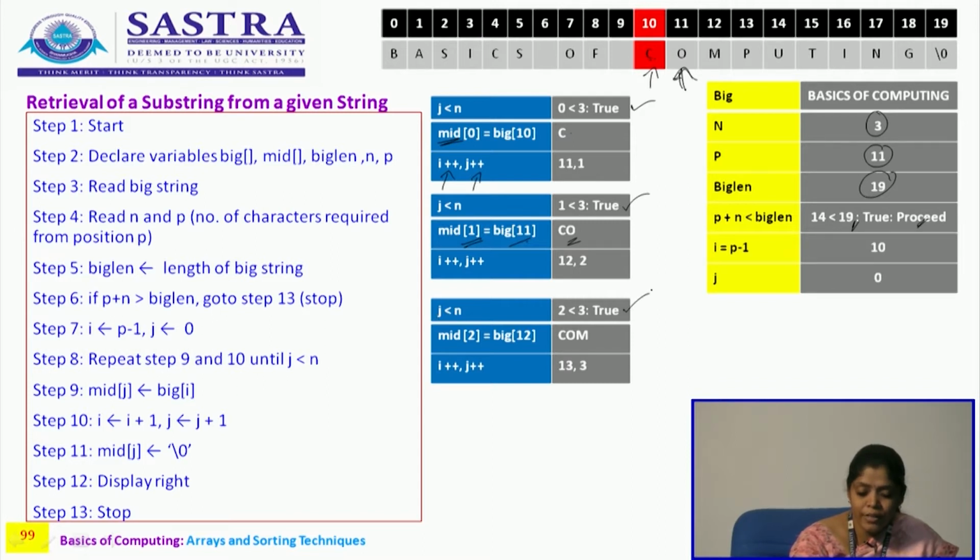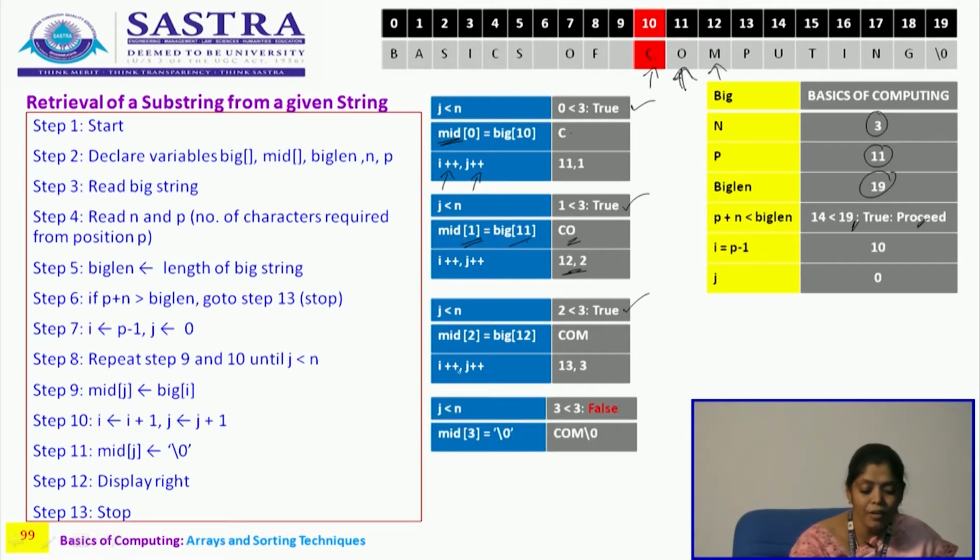This time also it is true because we have copied only 2 characters, we still have 1 more character, and mid of j equal to big of I. So, I is already incremented in the previous step, which is pointing to 12. So, M has been copied to mid, and once you increment your I and j, here the condition fails because j is not less than n, it is equal to n.